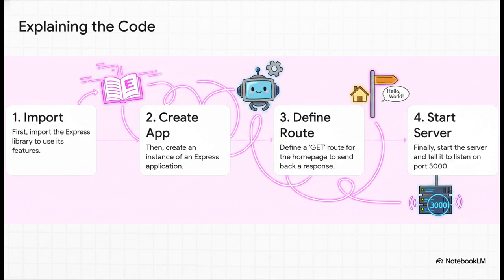And if they ask a follow-up like, what if a form was submitted there? You're ready. You'd say, then I'd add an app.post route and I'd need middleware like Body Parser to read the form data. See? You're not just reading code. You're explaining the why and showing you know how all the pieces fit together. You've got this. Good luck.